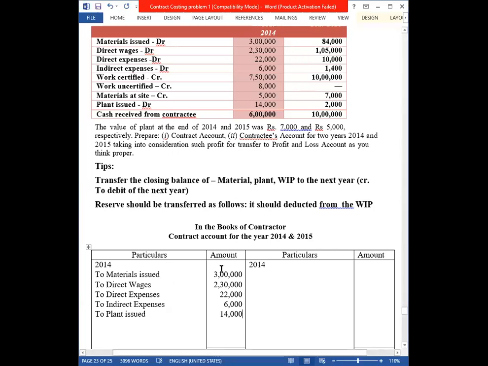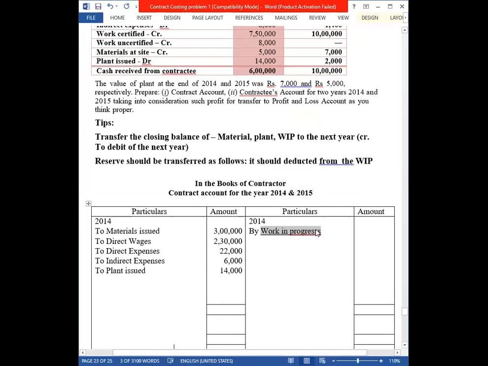Okay, I have finished the debit side. We are going to the credit side. The items in the credit side: first, we will be showing the balances of work in progress. Okay, work in progress. Underline this item. Under that, you will be having work certified and work not certified. So work certified, how much is the amount of work certified?